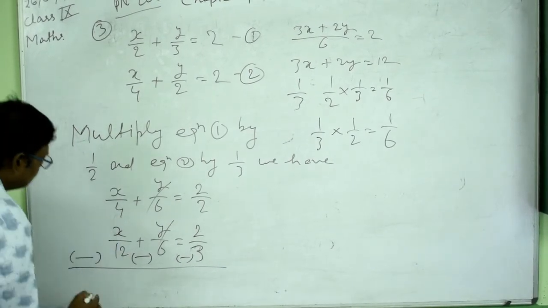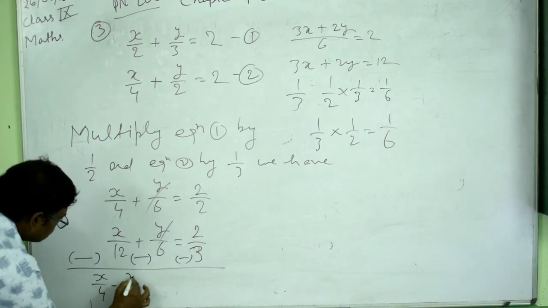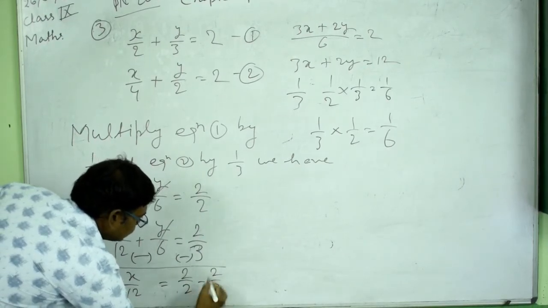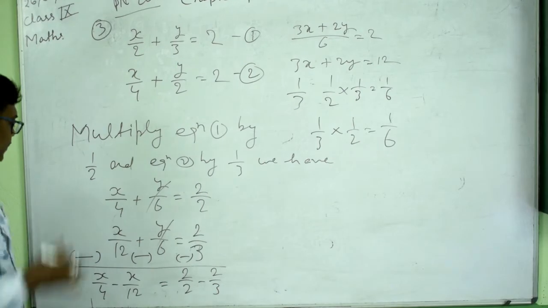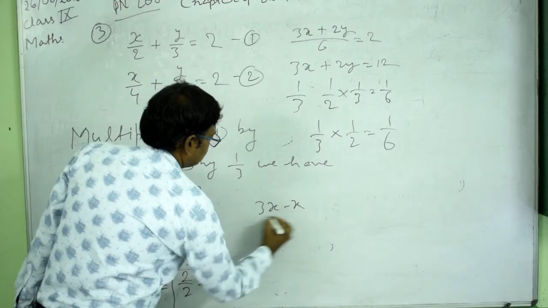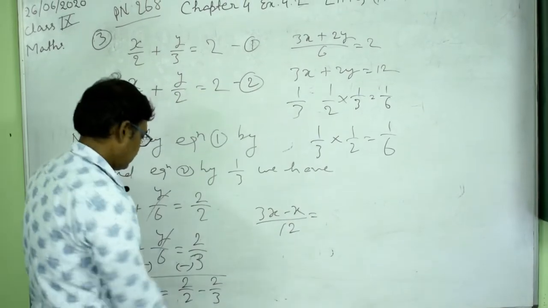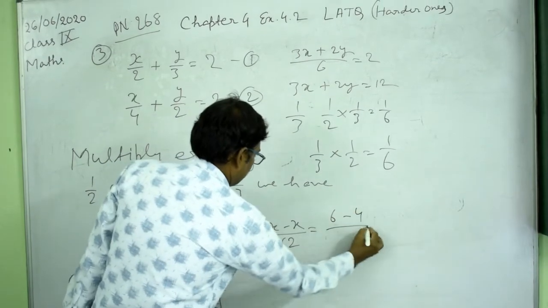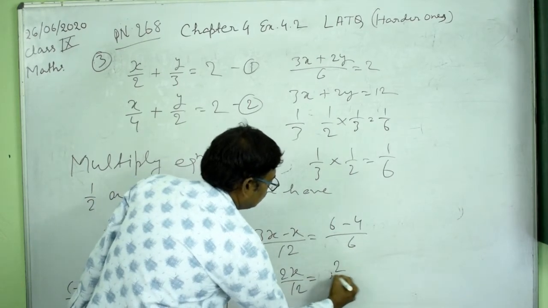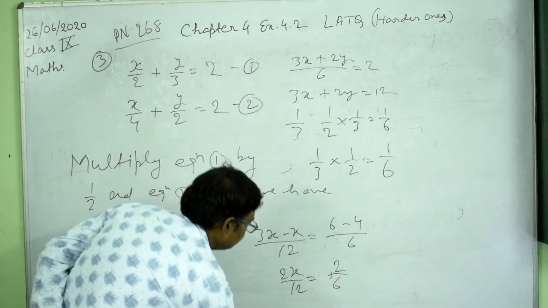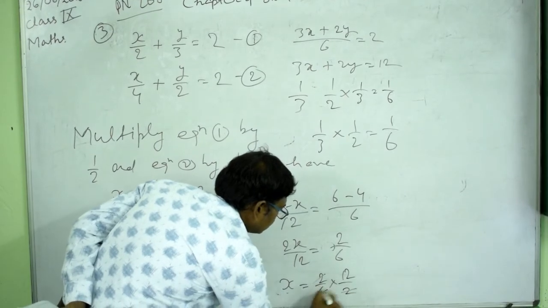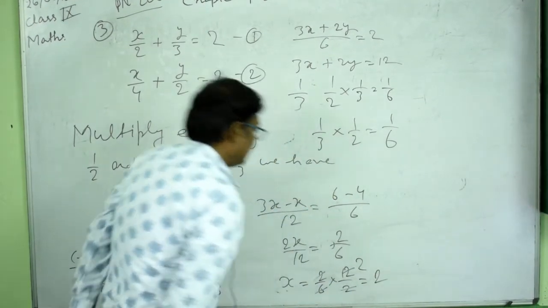Then you have x by 4 minus x by 12, and that is equal to 2 by 2 minus 2 by 3. Now x by 4 minus x by 12 will be 3x minus x by 12, equal to 3 by 6 minus 4 by 6. So it will be 2x by 12 equal to 2 by 6. So then you have x equal to 2 by 6 into 12 by 2. So the answer is 2. That is, x equal to 2.